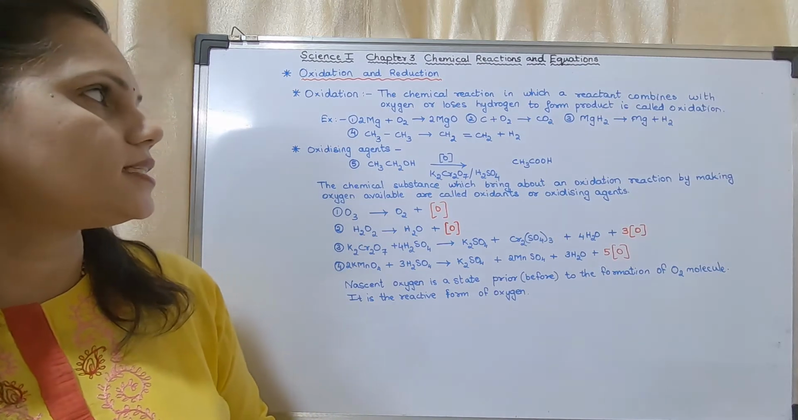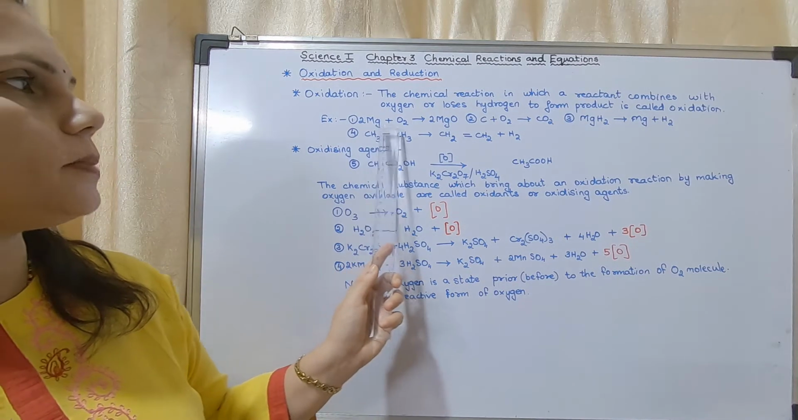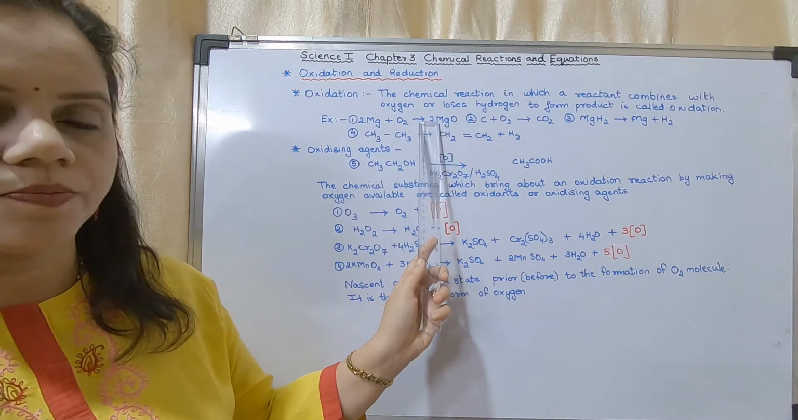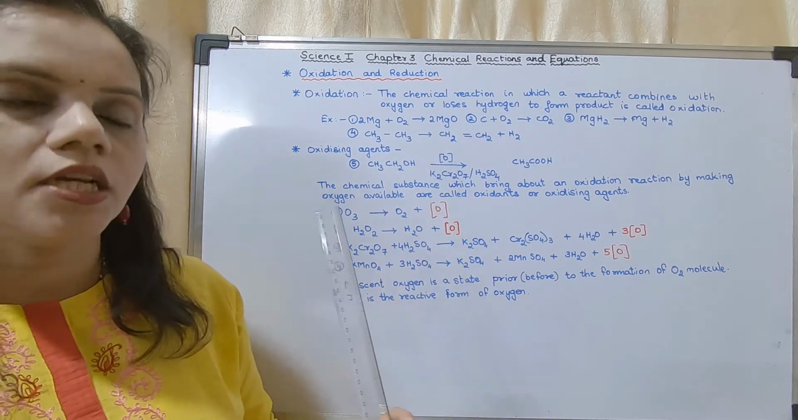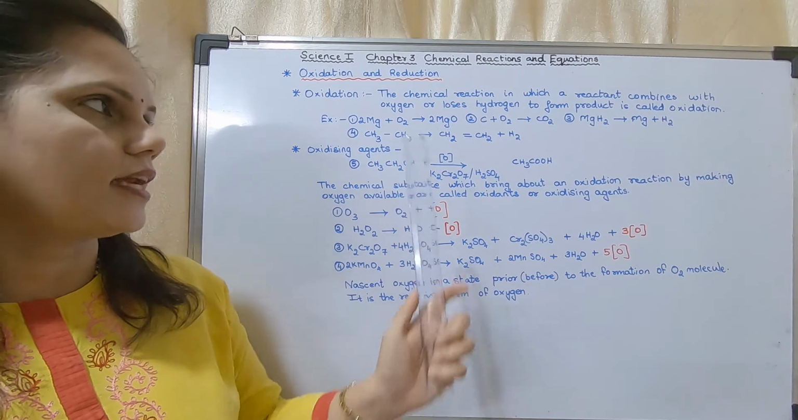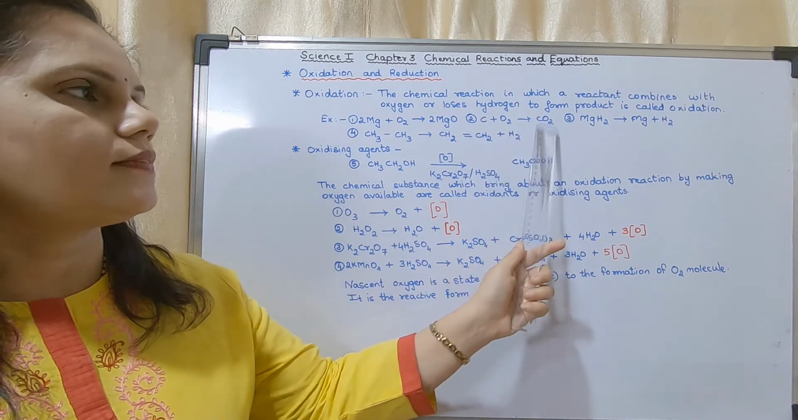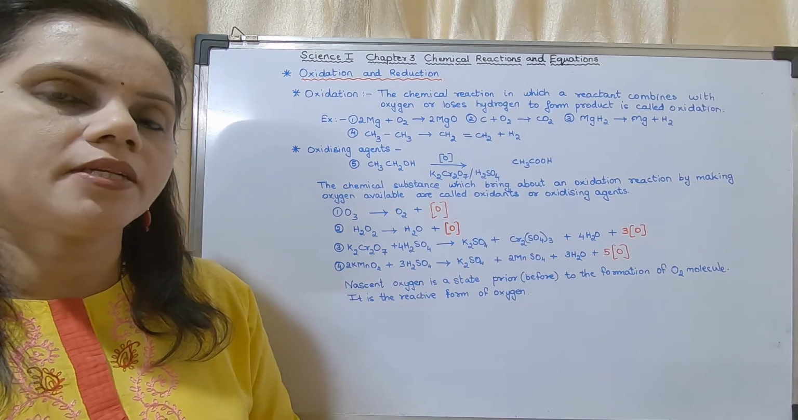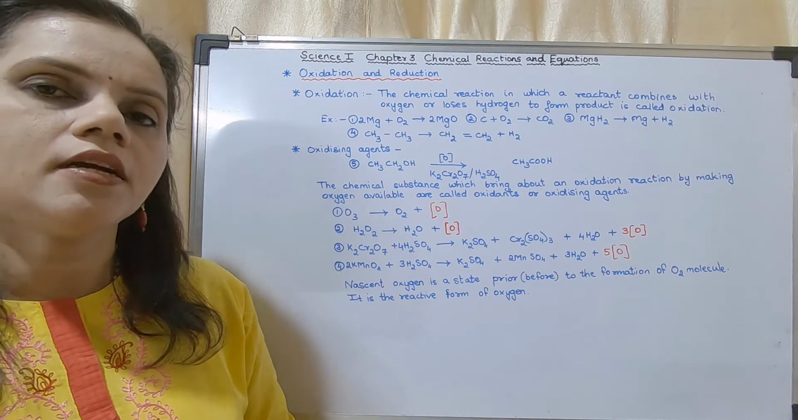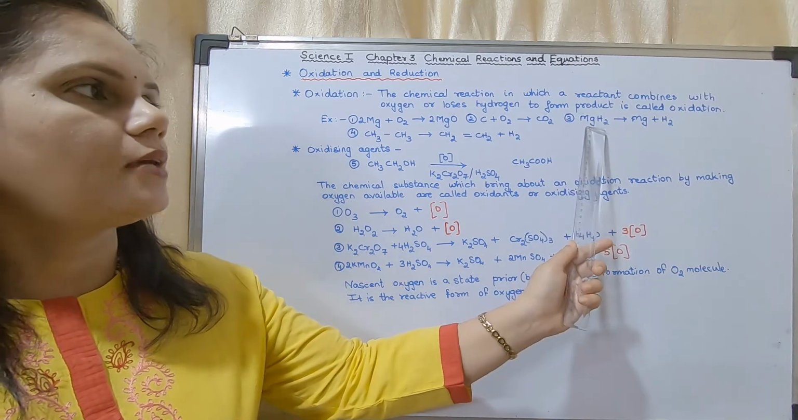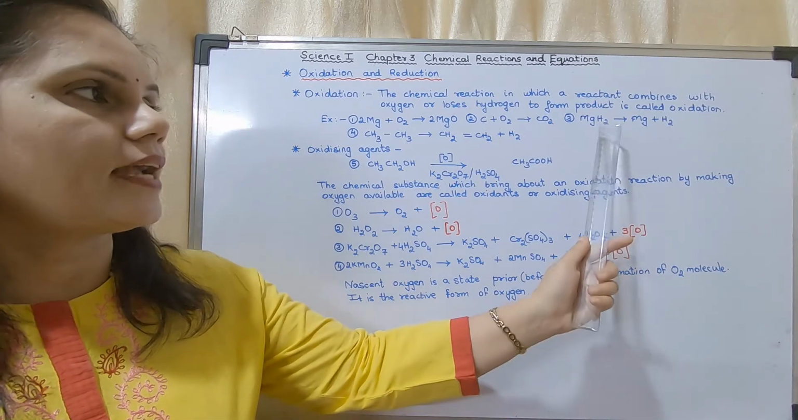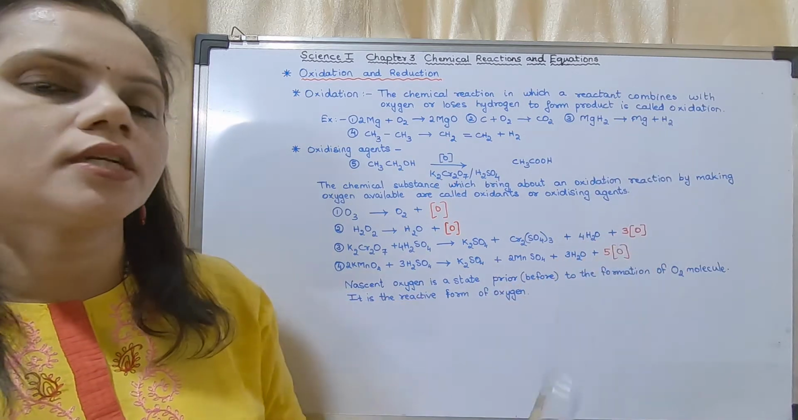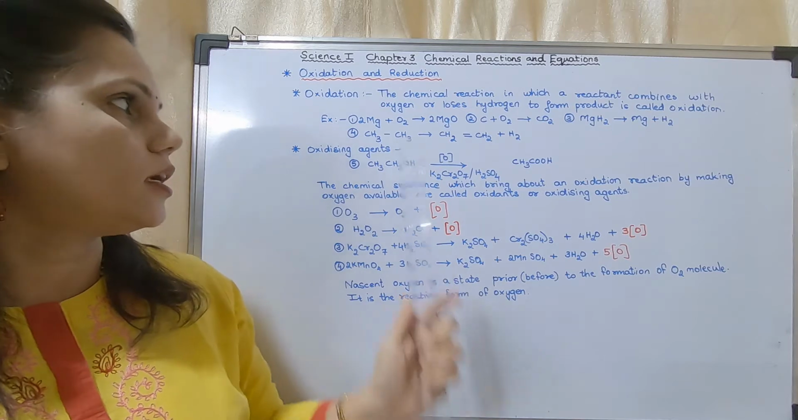You may see in these reactions, 2 Mg plus O2 giving 2 MgO. Here the Mg is gaining oxygen, so it is an oxidation reaction. C plus O2 giving CO2. Here carbon is gaining oxygen, so it is an oxidation reaction. MgH2 giving Mg plus H2. Here hydrogen is removed, so it is an oxidation reaction.